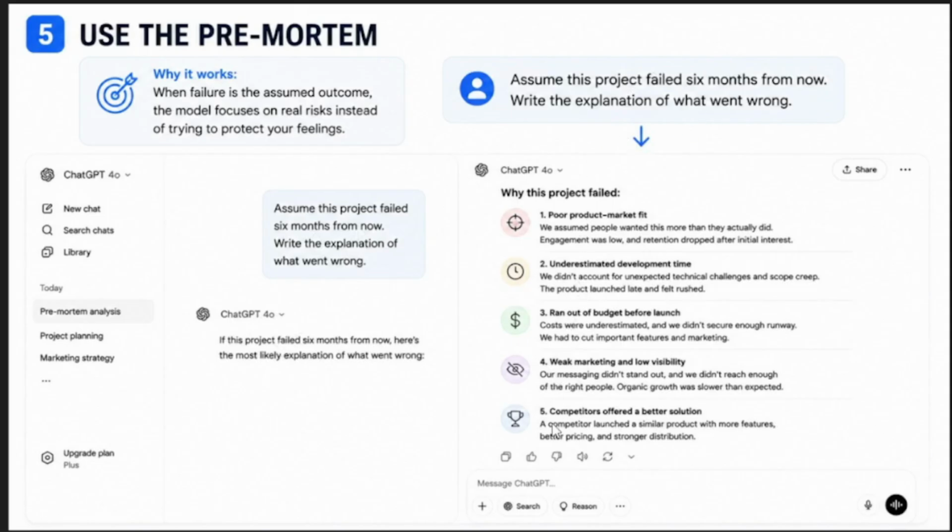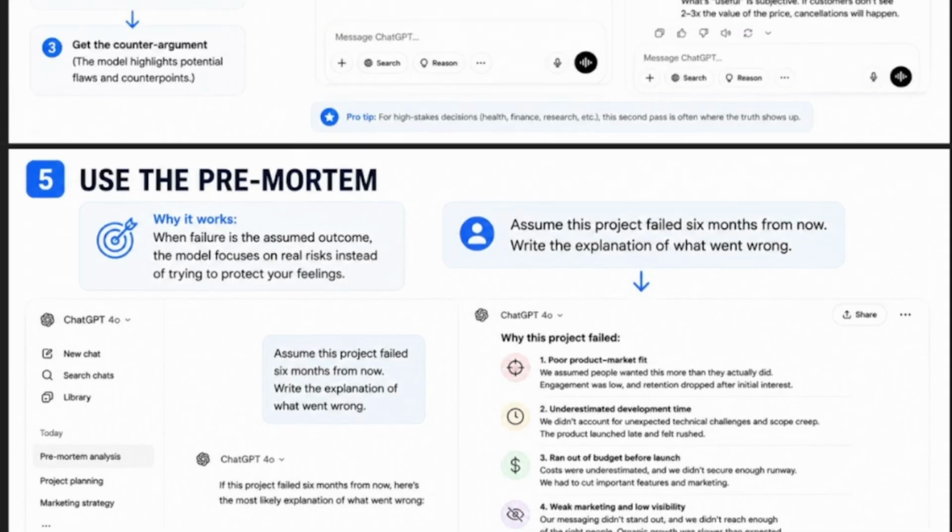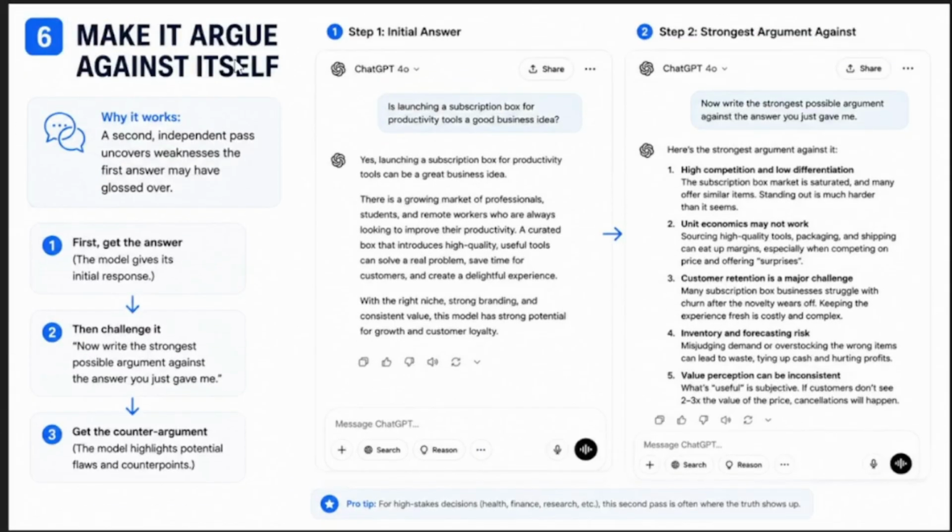Fourth, use the pre-mortem. This is a trick borrowed from decision science, and it works shockingly well on AI. Instead of asking whether your plan will succeed, ask it to imagine the plan already failed. Something like, assume this project failed 6 months from now. Write the explanation of what went wrong. When you frame failure as the assumed outcome, the model stops trying to protect your feelings about a hypothetical future and starts reverse engineering real risks, because now the agreeable answer and the honest answer point in the same direction.